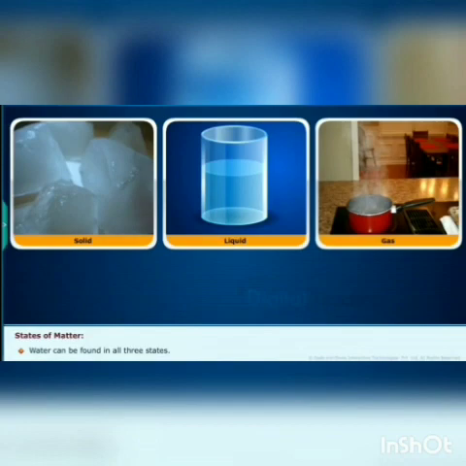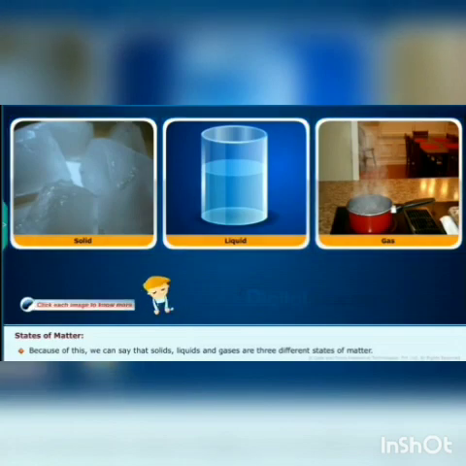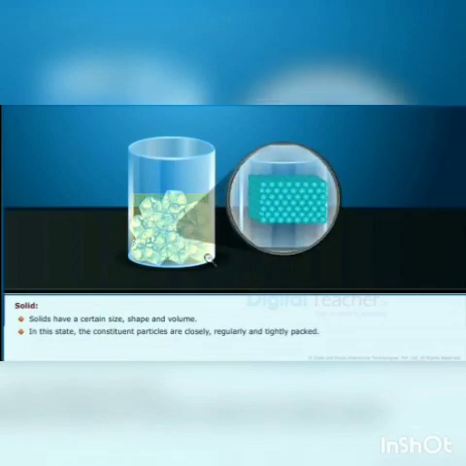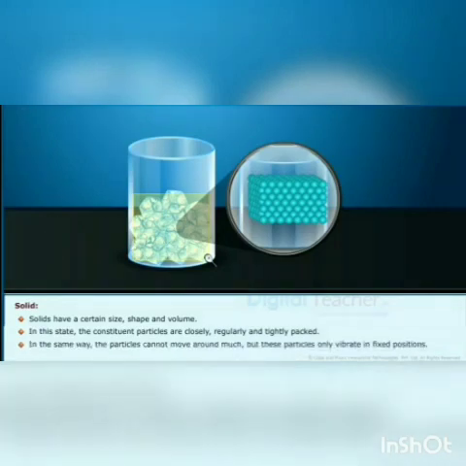States of matter. Water can be found in all three states. Because of this, we can say that solids, liquids, and gases are three different states of matter. Solids have a certain size and shape. In the solid state, the constituent particles are closely, regularly, and tightly packed, as we can see. The particles cannot move around much, but these particles only vibrate in fixed positions.